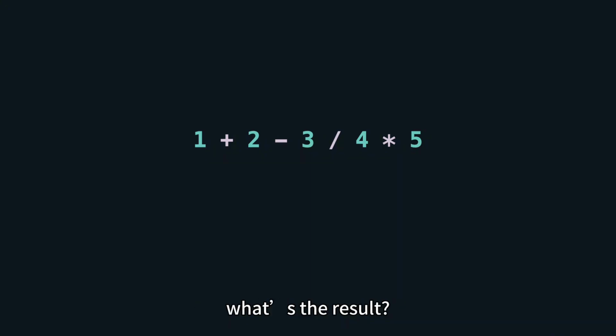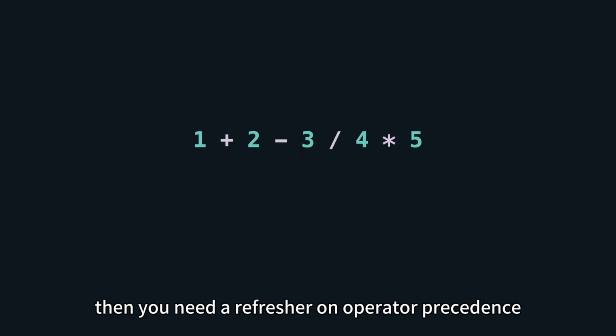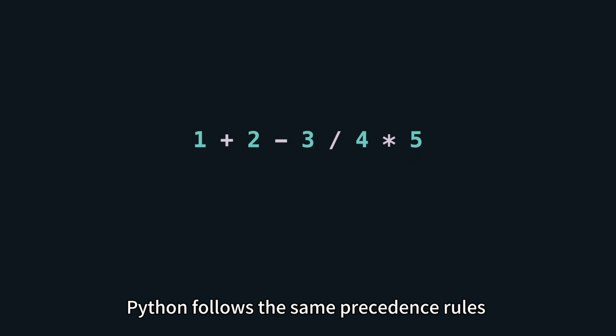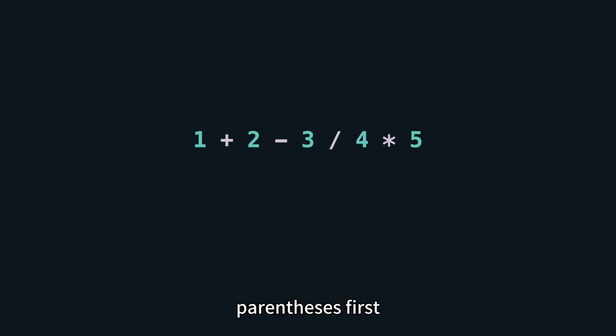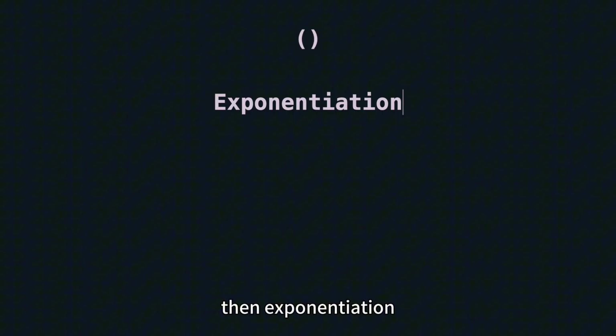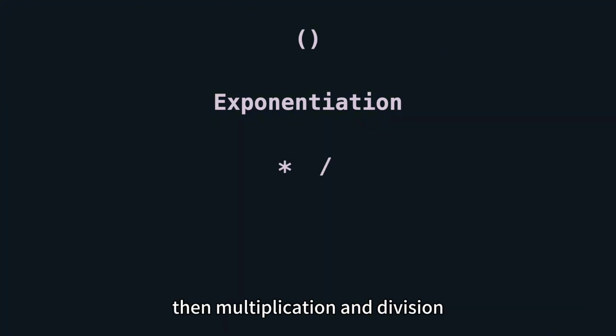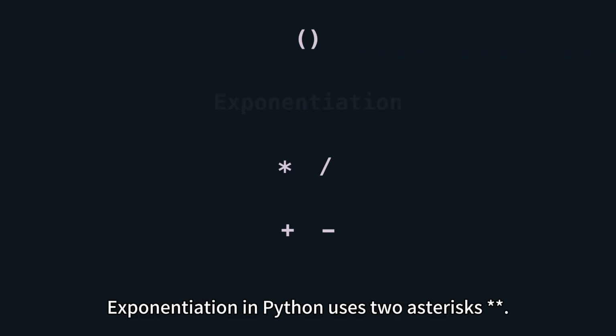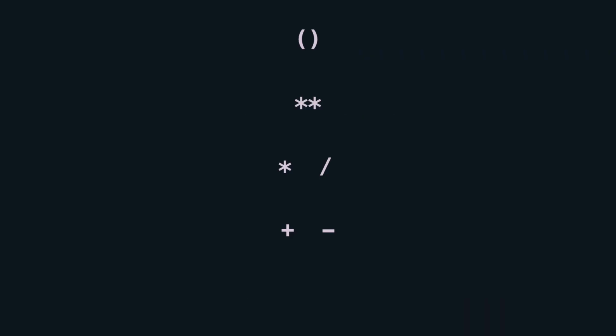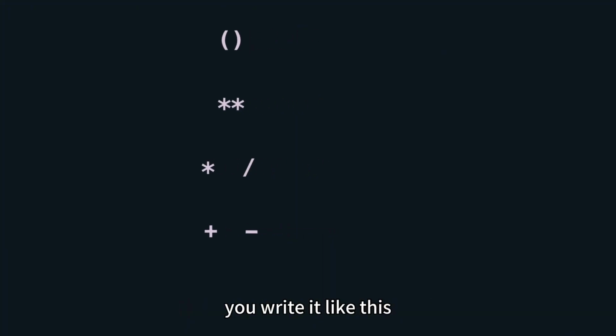What's the result? If your answer is 0, then you need a refresher on operator precedence. Python follows the same precedence rules as standard math: parentheses first, then exponentiation, then multiplication and division, and finally addition and subtraction. Exponentiation in Python uses 2 asterisks, **. If you want 2 to the power of 3, you write it like this.